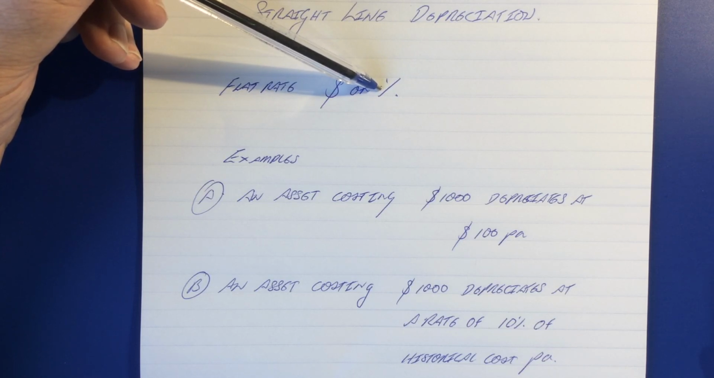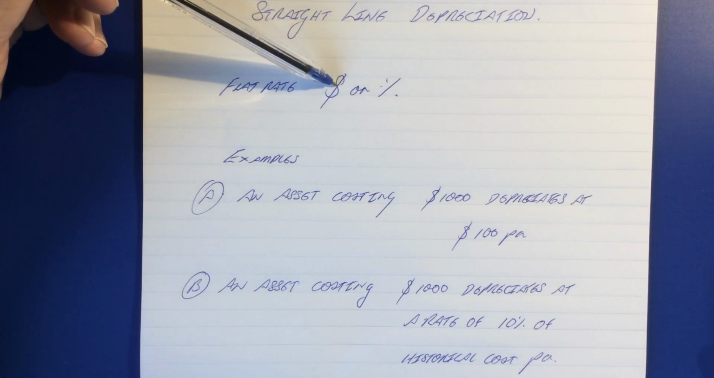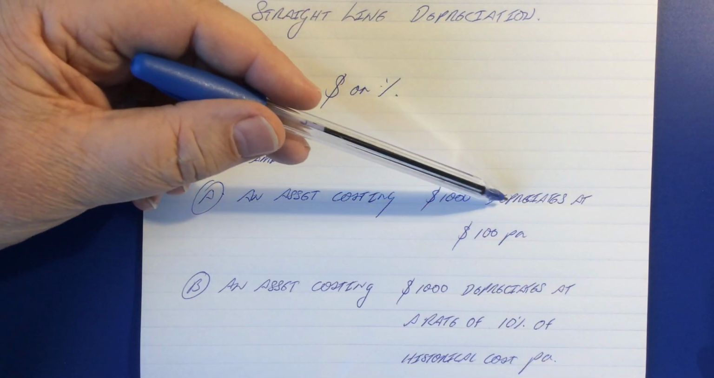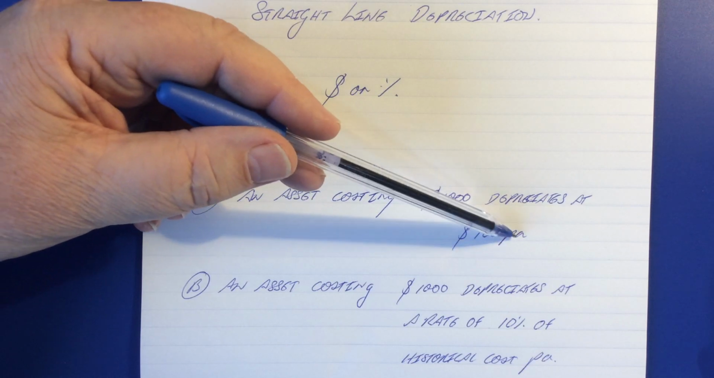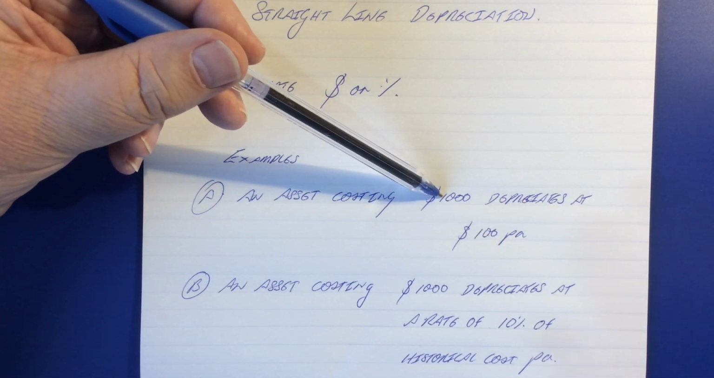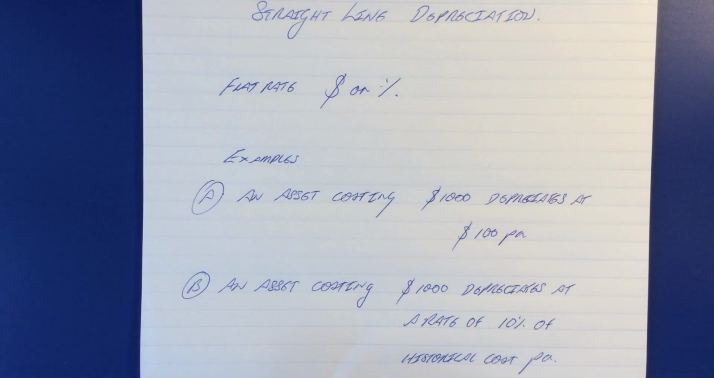Now, an example of the first is an asset costing $1,000 depreciates at $100 per annum. So every year, the value of this asset is written down by $100. So after the first year, it's $900. After the second year, it's $800. After the third year, it's $700, and so forth and so on.